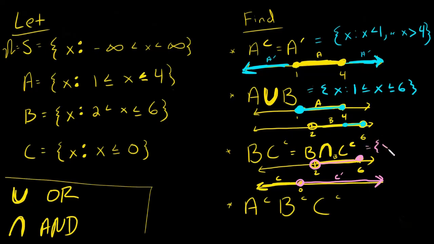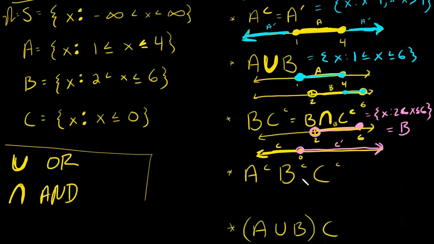So this equals X such that X is between 2, not including 2, and 6. And I do include 6. Right? And if we notice, that is exactly what B is. So this equals B. All right, getting a little more complicated, but we can take it slowly.